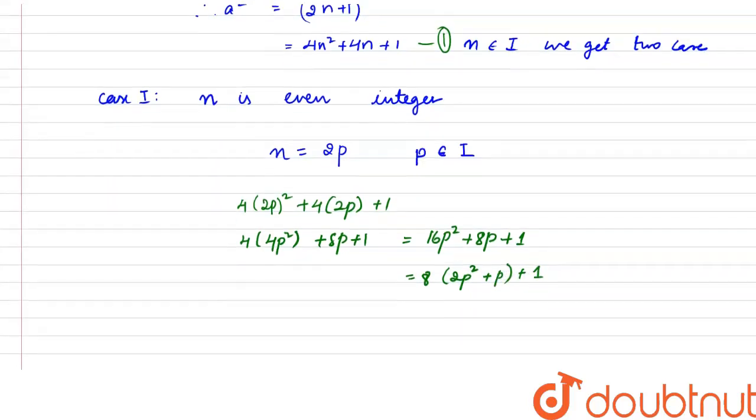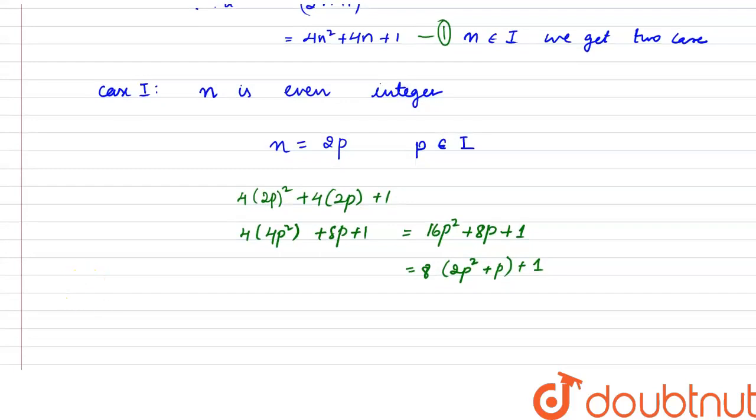Now let us assume one more thing. p square plus p is some k. Now let k be any number. Let us keep that aside for some time. Now what do we get here? We get 8k plus 1. Now this is our case 1.